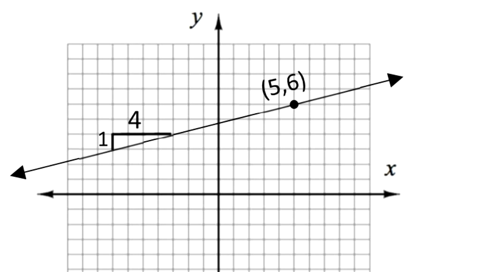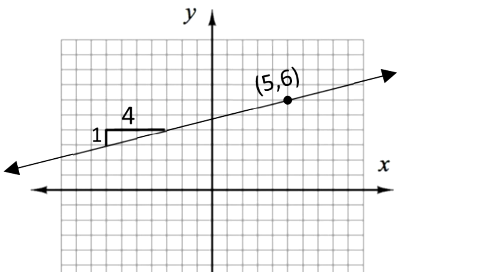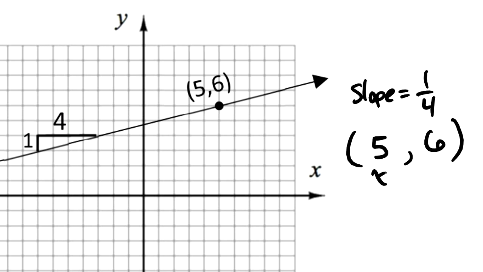One of the things we notice is that I see a slope triangle. It has this up 1 over 4 pattern. So my slope, I can write down, is equal to 1/4. I can also see that I've got an xy ordered pair. I know that (5, 6) is on the graph, and there's an x and a y.